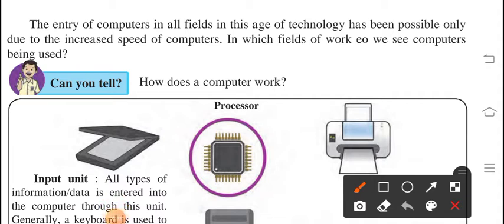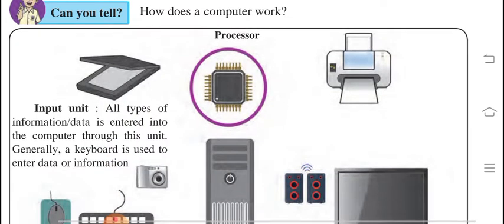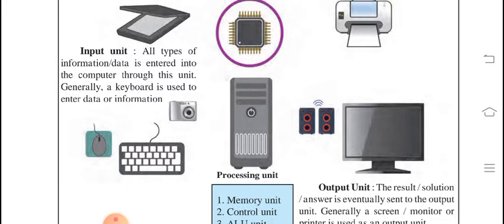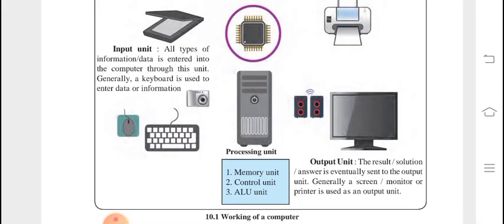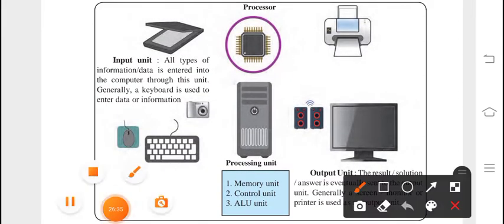The entry of computers into all fields in this age of technology has been possible only due to the increased speed of computers. Can you tell me in which field of work we see computers being used? Nowadays computers are in every field, but still give me the answer: in which field is the most use? Think over here. How does a computer work? In this picture you can observe the working of a computer. This is your processor. This chip is there. If you open your monitor, a lot of chips are there, and that is a part of the processor. Don't open it, please.